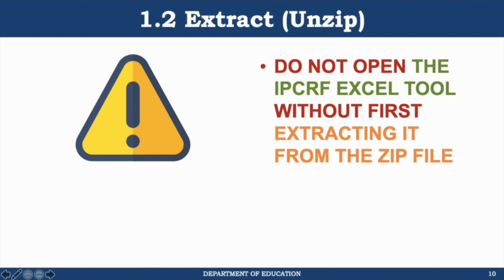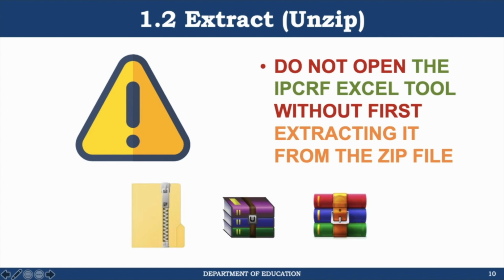It is important that you remember, and I recommend you emphasize this when you cascade to the field, that you should not open the eIPCRF Excel tool without first extracting it. In the past, some users have complained that they cannot edit or save the Excel tool, or that the data they encoded is lost after saving and closing Excel. That was probably due to this missed step.